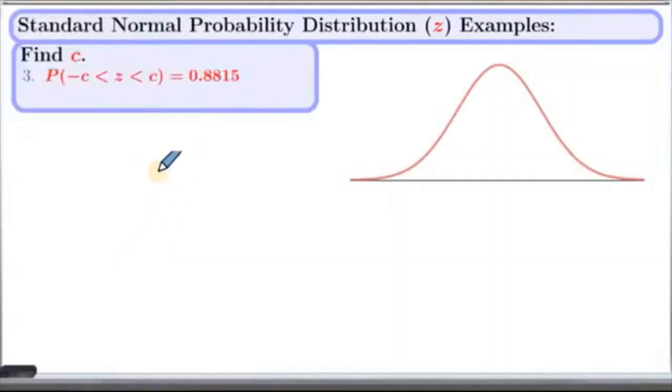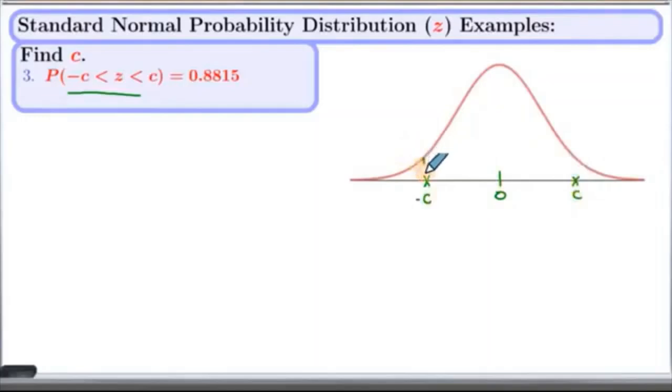Now let's draw the graph of the given situation. We have a bell graph here. So we know 0 must be in center. So let me put 0 down here. And we are given this probability here. So that means our negative C is somewhere here. And our positive C is somewhere over here.